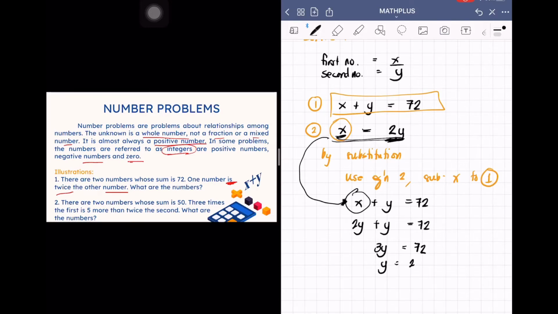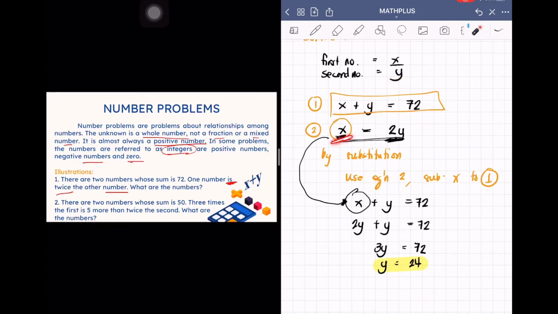Okay, you get y equal to 24. And then solving for x, we were able to solve for y already. To solve for x, you can use either of these two equations. If y is 24, you transpose it to the right, subtract it from 72, you get x equal to 48.